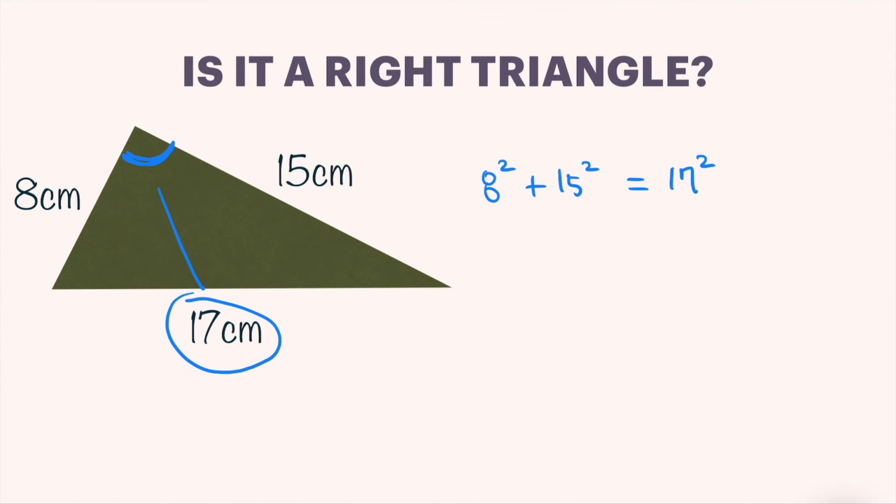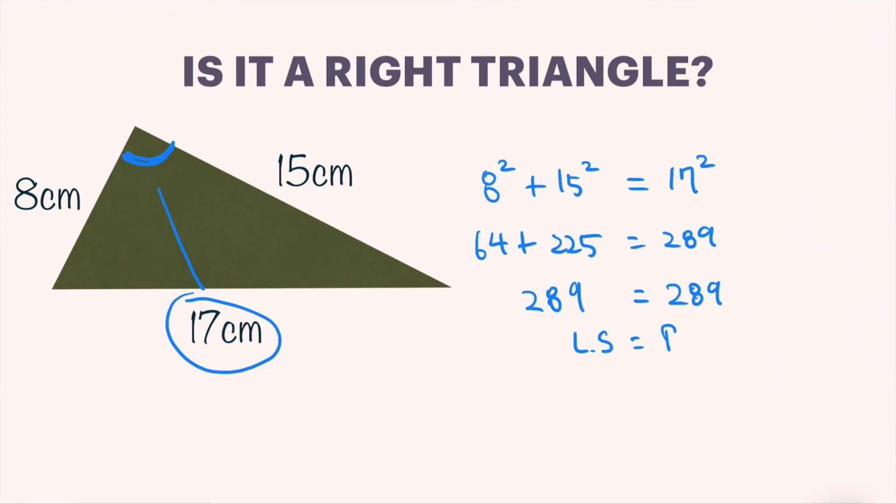8 squared is 8 times 8, and that's 64. 15 squared, if you plug that into a calculator, it is 225, is equal to 17 squared, and that is 289. 64 plus 225 is 289, and that is equal to 289. Left side is equal to the right side. So the Pythagorean theorem is true. And what does that tell us? It tells us that this angle over here is a right angle, meaning 90 degrees.